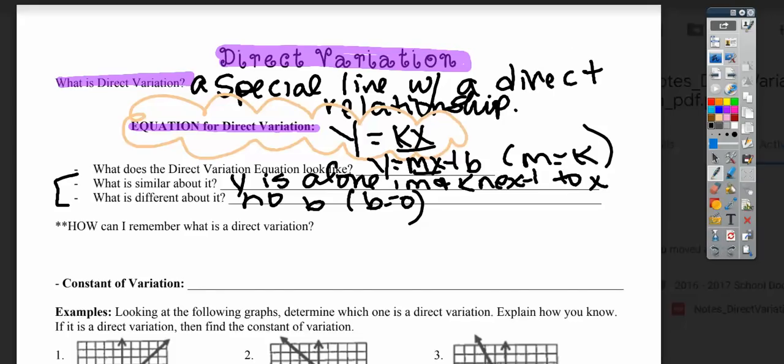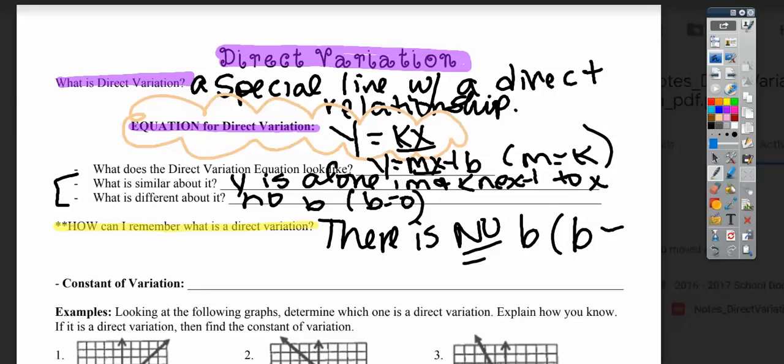Alright, so here's the big moral of today. How can I remember what is a direct variation? There is no b. B equals 0. If your y-intercept equals 0, then it is a direct variation.